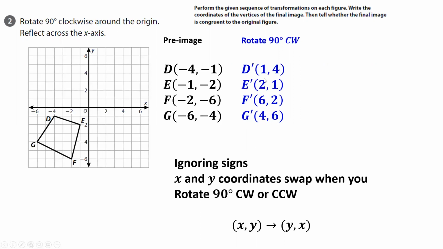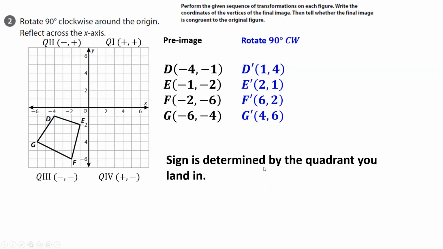The way you're going to figure out whether these will be positive or negative is by deciding what quadrant you're going to land in. Just a reminder, quadrant one is the first quadrant in the top right. The x coordinate's positive and the y coordinate's positive. Quadrant two, your x is negative while your y is positive. Quadrant three, your x and y are both negative. And in quadrant four, your x is positive, but your y is negative. So the sign will be determined by the quadrant you land in.